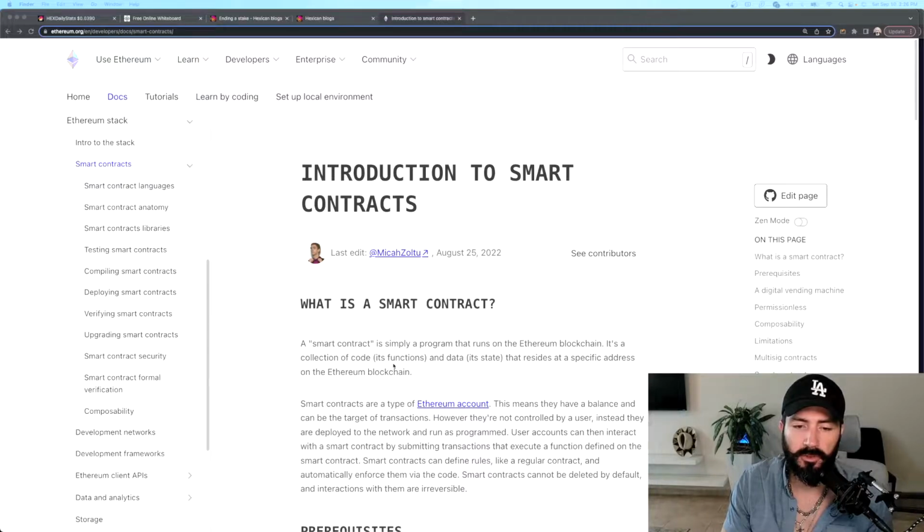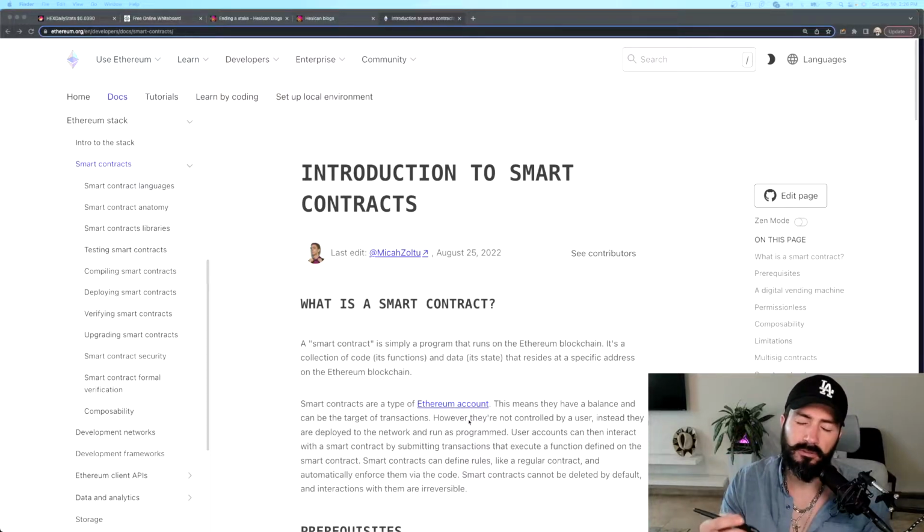It's a collection of code and its functions and data, its state, that resides at a specific address on the blockchain. Smart contracts are a type of Ethereum account. This means they have a balance and can be the target of transactions. However, they're not controlled by a user. Instead, they are deployed to the network and run as programmed.